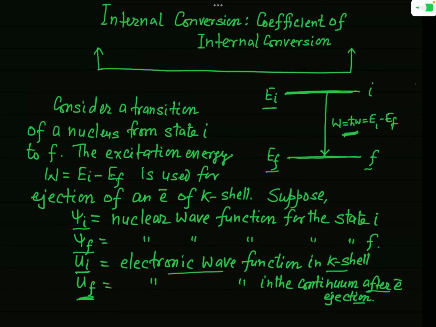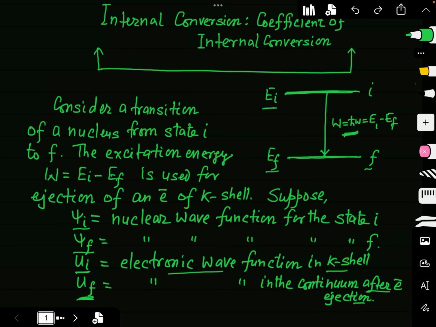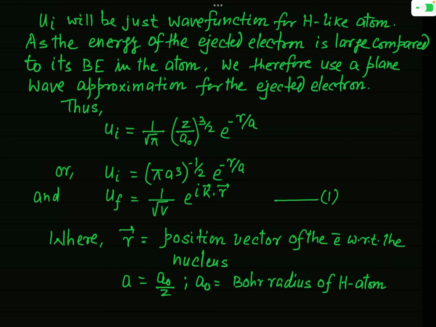That will be just like a plane wave. All these things, for your convenience, I have mentioned here. You can see that this UI will be just the wave function for the H-like atom. Okay, I have already told you. And as the energy of the ejected electron is large compared to its binding energy in the atom, we therefore use a plane wave approximation for the ejected electron.